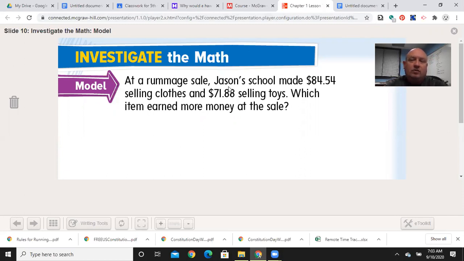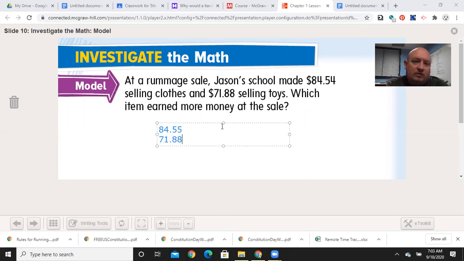Well, you have two ways of doing this. You could look at it and you probably can eyeball it, just knowing that you are experienced in math. But let's say that you weren't. I could write the prices here, $84.54 and $71.88, and then compare the two.